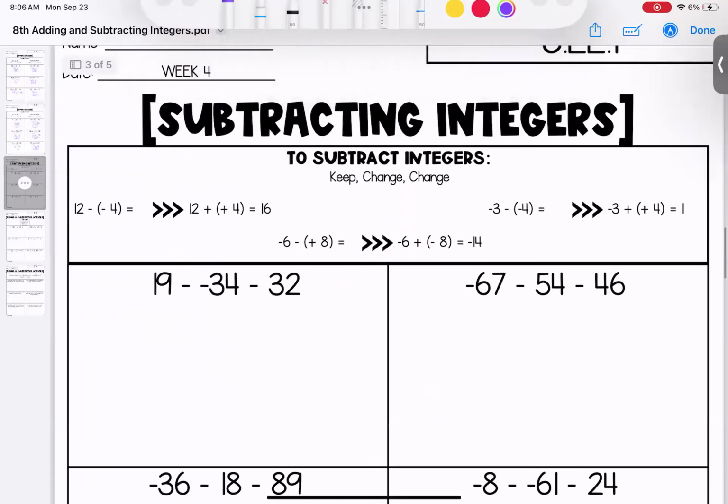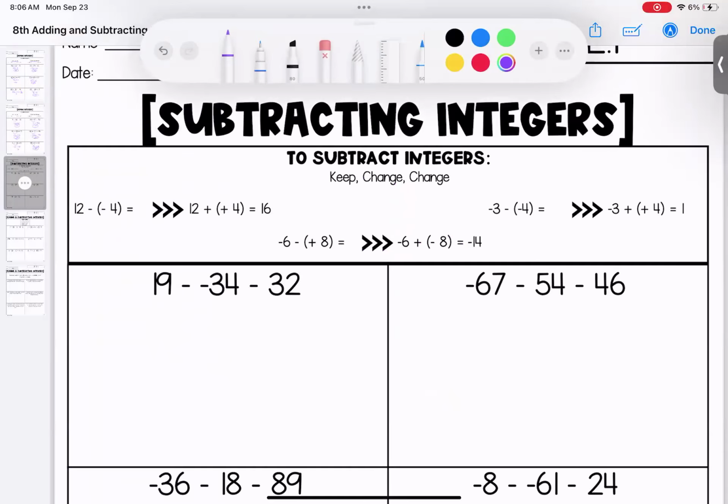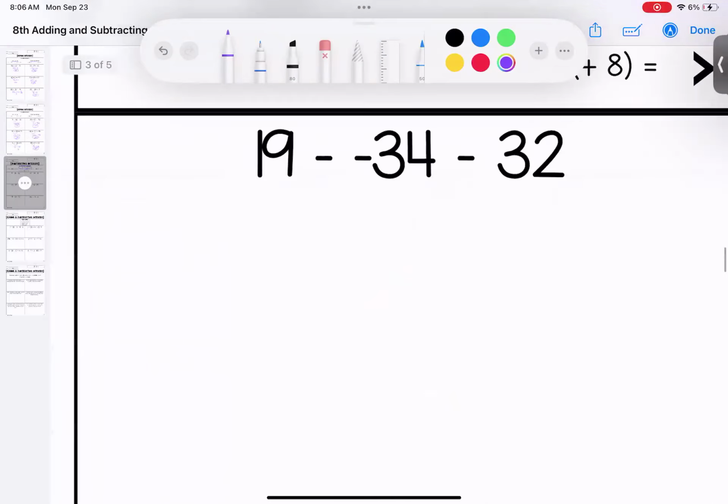All right, if you are on this page, it means that you've completed day 2 of your class, and we talked about subtracting with the keep, change, change. We talked about how important it is that you're actually physically going in and doing your keep, change, change, because that is going to help our brain make those connections between what we need to do. And then we're going back to what we did on the first day.